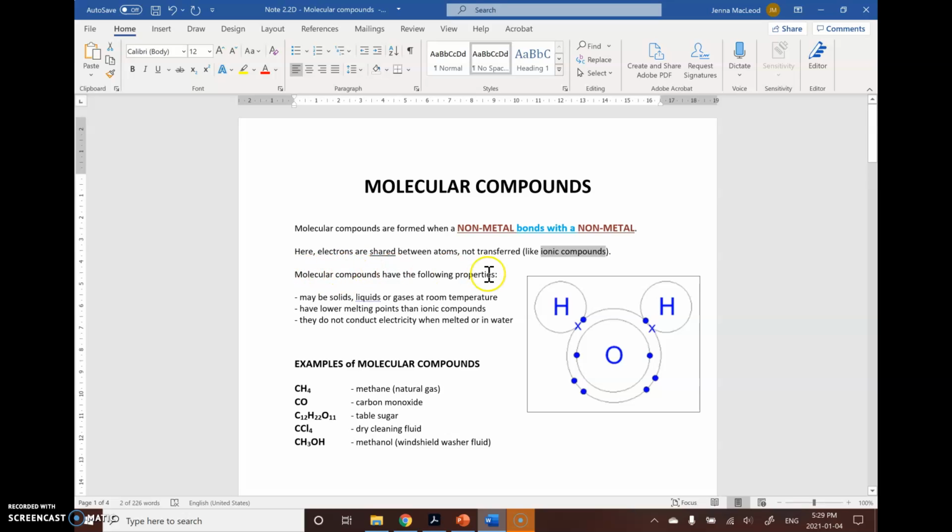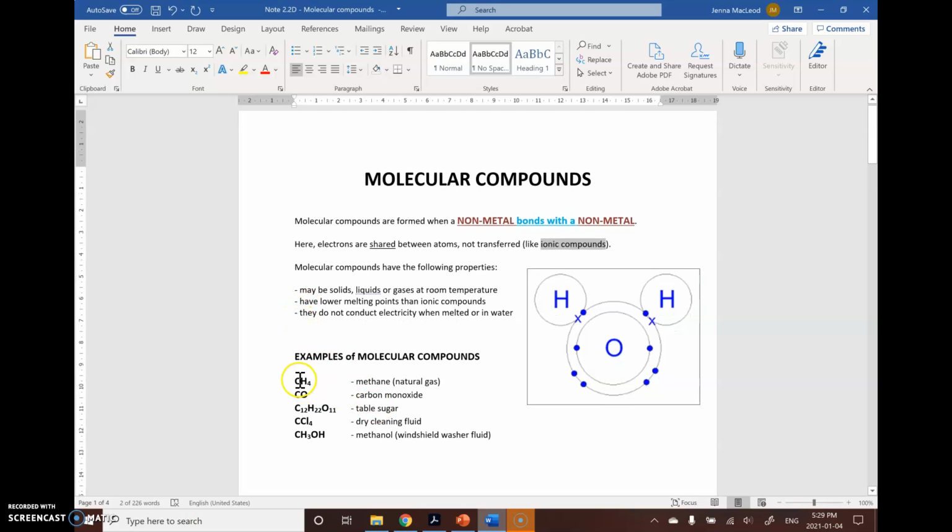Molecular compounds have the following properties. They may be solids, liquids, or gases at room temperature, have lower melting points than ionic compounds, and they don't conduct electricity when melted or in water because they are nonmetals.